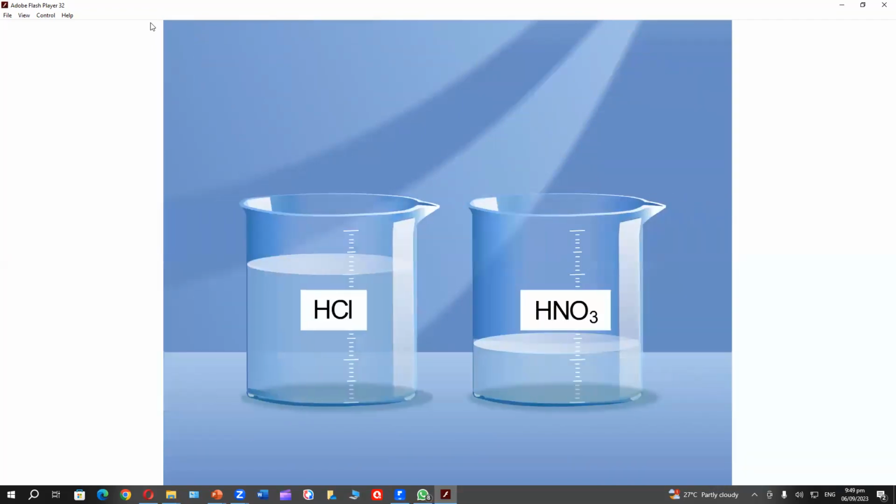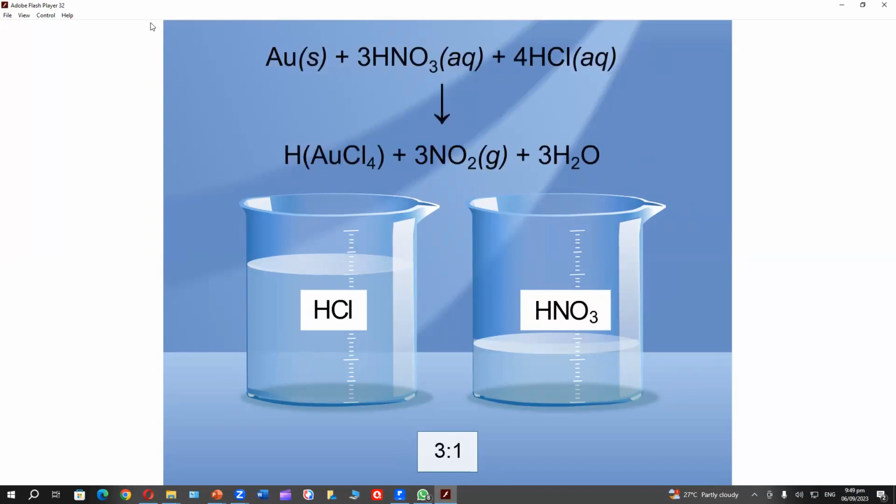Nevertheless, gold reacts with the mixture of 3 volumes of concentrated hydrochloric acid and 1 volume of nitric acid, known as aqua regia. The reaction yields a complex compound in which gold occurs in an oxidation state of 3.